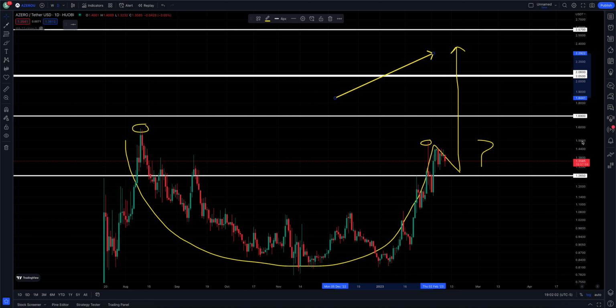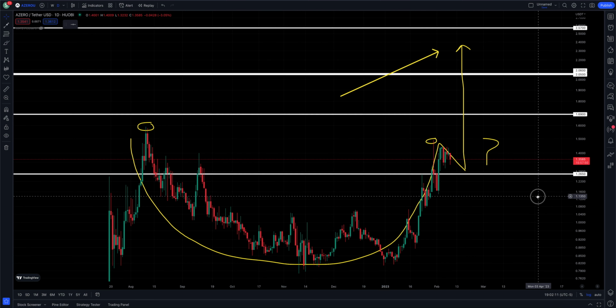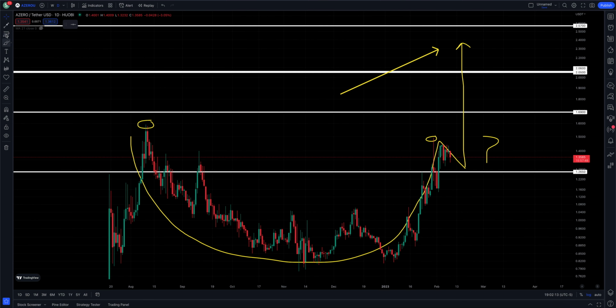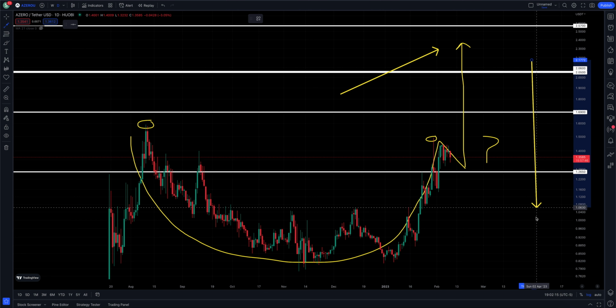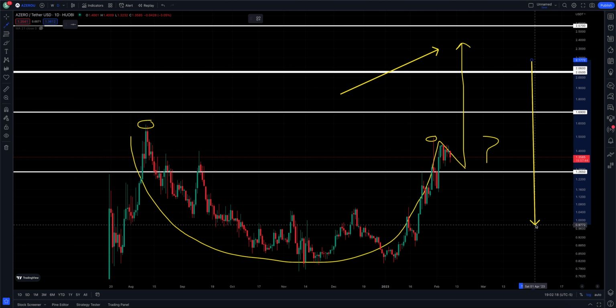Not financial advice, not saying it's going to happen. Depends on what Bitcoin does. If Bitcoin can't get its act together and stay above 22,500, it'll probably head lower and drag the rest of the markets south with it, at least for some period of time.